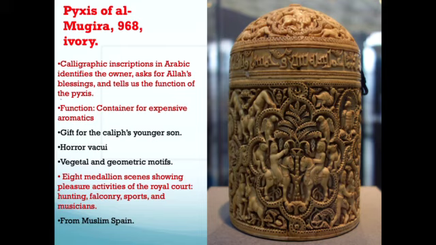And again, that has gone back so far to Roman imagery. We've seen that. And we have that interlacing of vegetative patterns. We've got birds, we've got animals, we've got humans on horseback. So, again, very rare. And the function of this piece, a pyx, was a container for expensive aromatics, so essentially incense. We have those, again, geometric and vegetal form motifs covering the entire thing. And there's 8 medallion scenes showing various activities of the royal court.